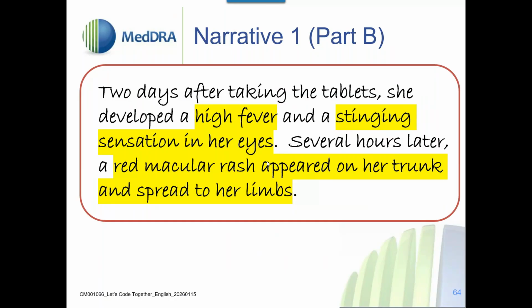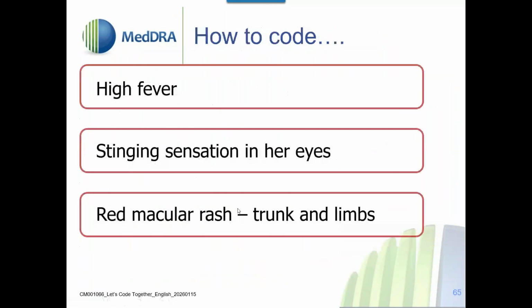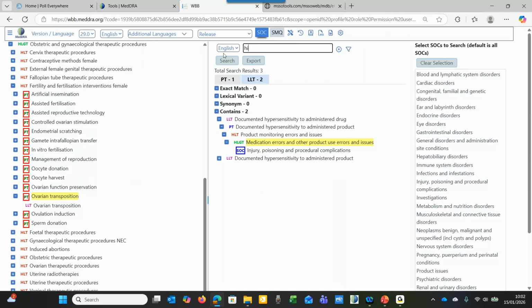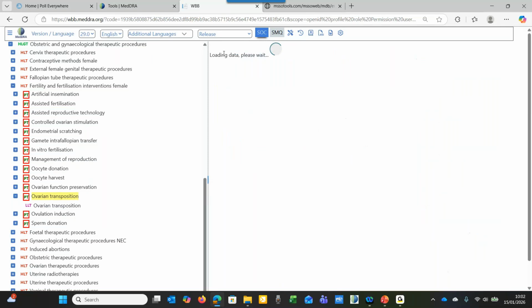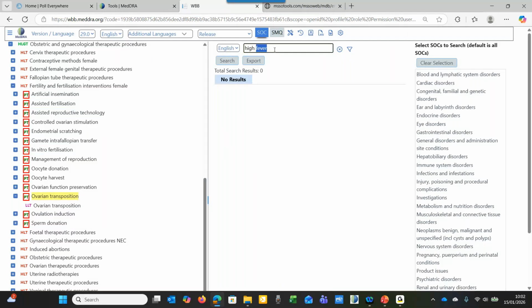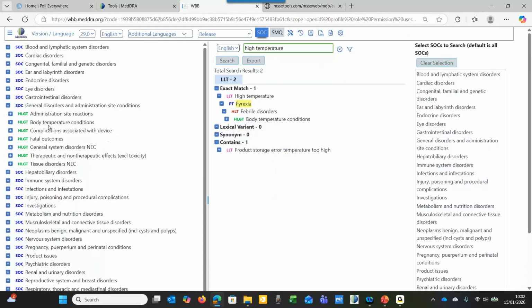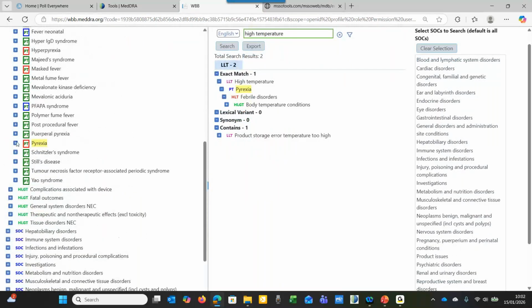So let's take our, I seem to have lost. Oh, sorry. I seem to have a bit of a delay there on my internet. So let's see. We're going to code high fever, stinging sensation in her eyes, and red macular rash on the trunk and limbs. Those are what I've selected from the, let's go to the browser. So we've got the high fever. So we either have high fever, no results. So we can try high temperature. High temperature has a PT of pyrexia, febrile disorders. Let's go to the browser to see the options there for that one, because we're in febrile conditions.